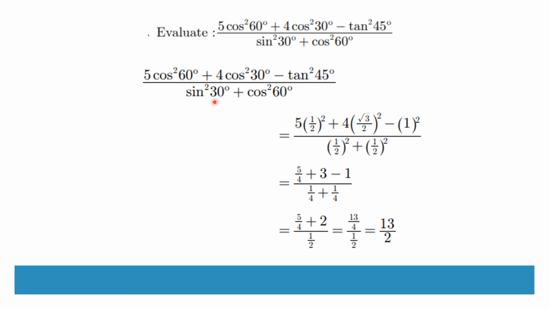Make sure that the square is given or not. Don't write it directly without the square. Here square is given, that's why 1 by 2 whole square. Cos square 60: cos 60 is again 1 by 2, that's why 1 by 2 whole square. Let's simplify this. This is a regular simplification. 5 into 1 by 2 whole square is 1 by 4. 5 into 1 by 4 is 5 by 4. Then 4 into root 3 whole square by 2 square. Root 3 whole square is 3.